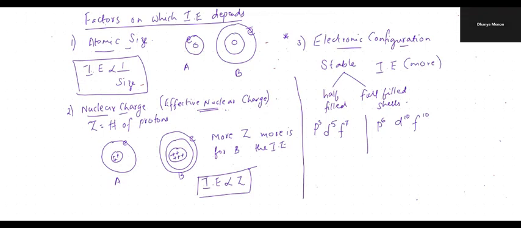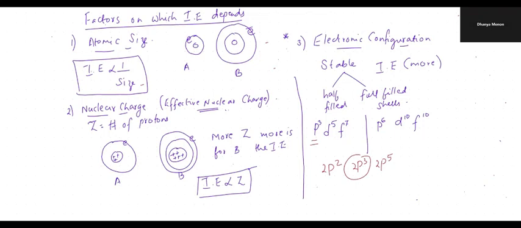For example, if I say p2, p3, and p5, which one has a stable configuration? Who has a higher ionization energy? It is p3 because it has a half-filled shell.